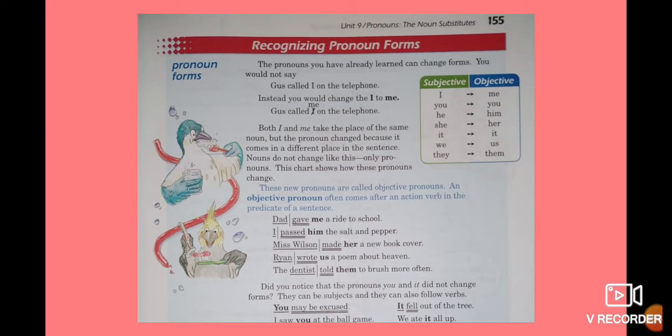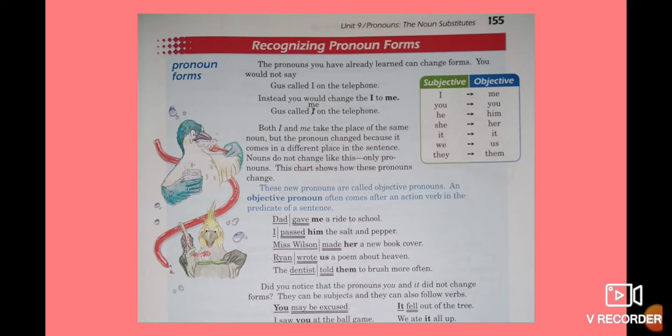Recognizing pronoun forms. This one is on page 155, and in that case, we have two forms of the pronouns. The first one is the subjective that we have already studied, and you know that the subjective pronoun has the function of a subject. And the objective. These new pronouns are called objective pronouns. An objective pronoun often comes after an action verb in the predicate of a sentence. Okay, this one is important.